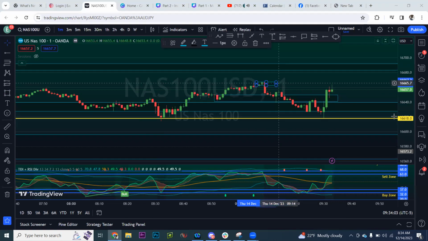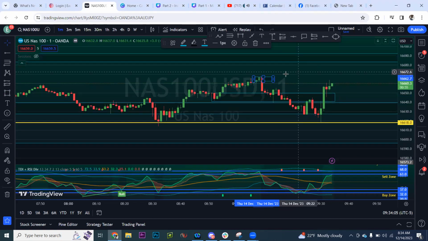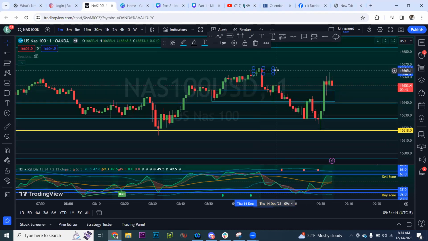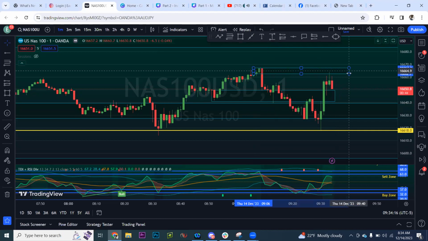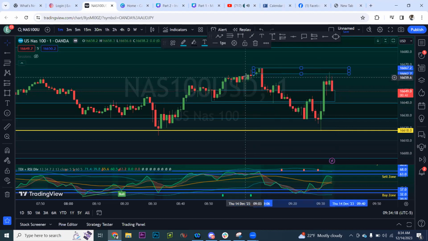So price came to this little zone here. This is 3 or more candles on a 1 minute time frame. I'm trying to get, hold on, wait, let me just do this. There we go. Boom. So here, this is the zone where we sold from before.